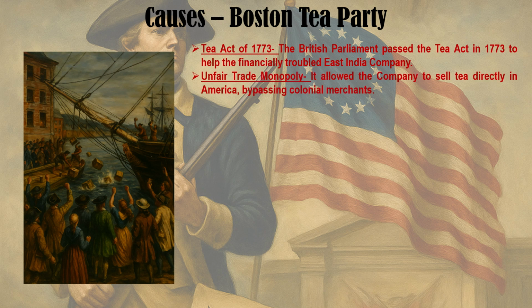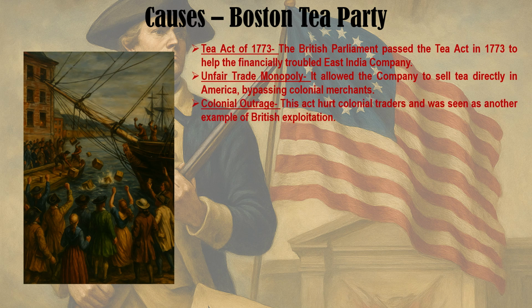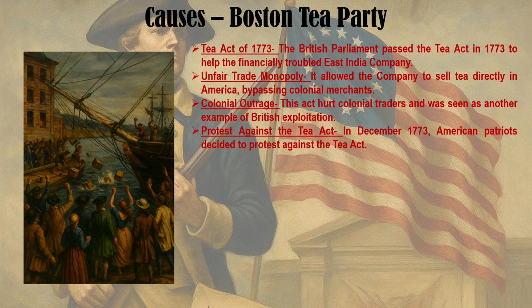a private company. So, unfair trade monopoly: it allowed the company to sell tea directly in America, bypassing colonial merchants. So only East India Company could sell tea in America. The local merchants also did not have any say in it. East India Company will directly sell tea to the American people, not through the local merchants, who could have got some profit. But here all the profit will be taken by the East India Company. So this act hurt colonial traders and was seen as another example of British exploitation.